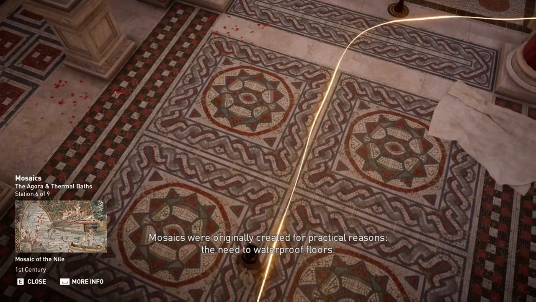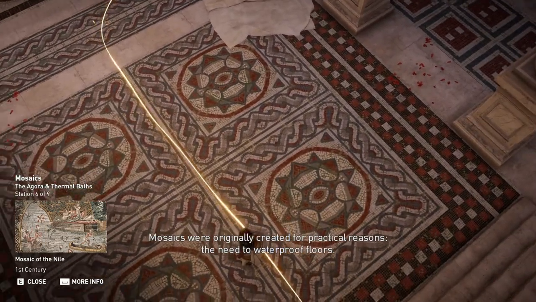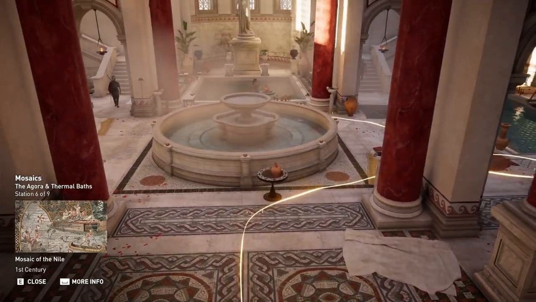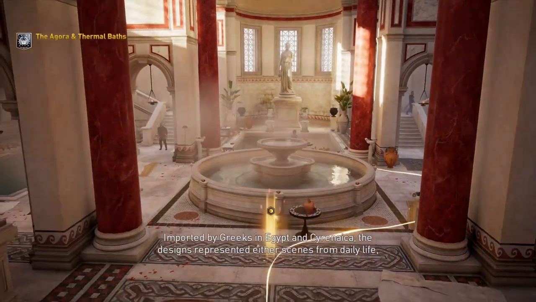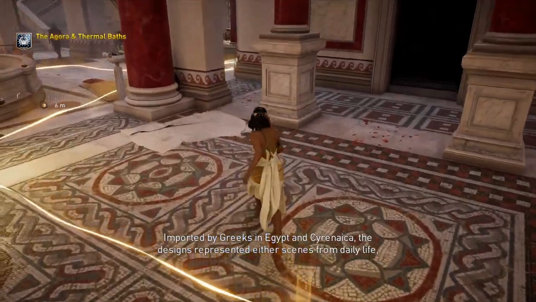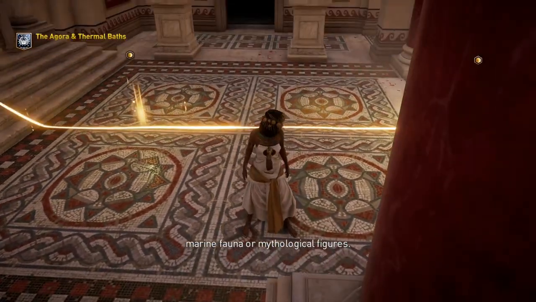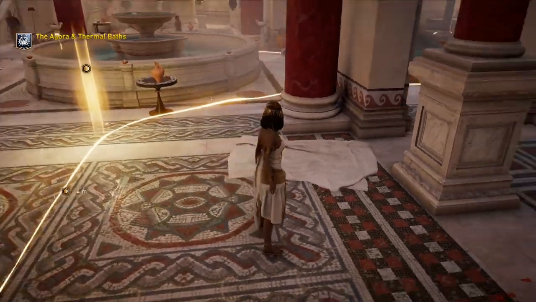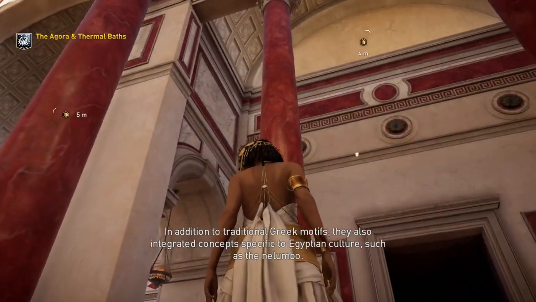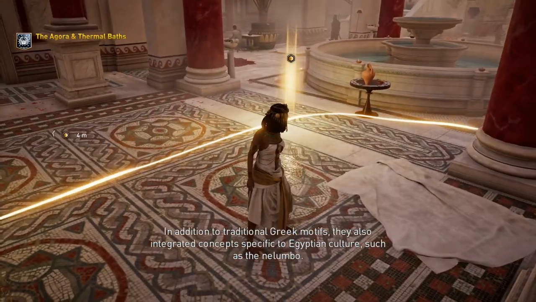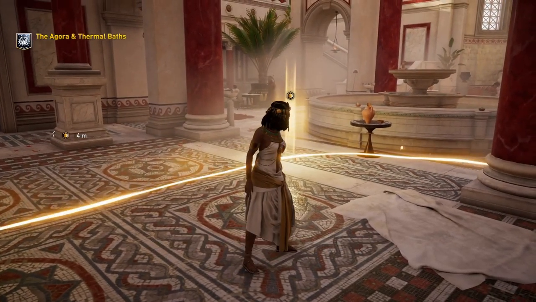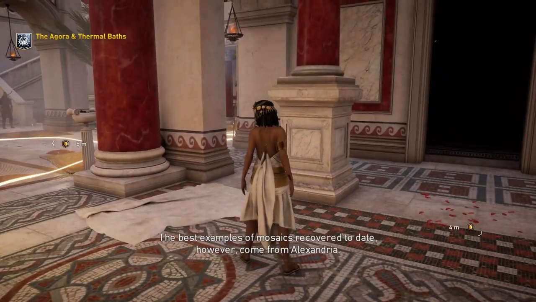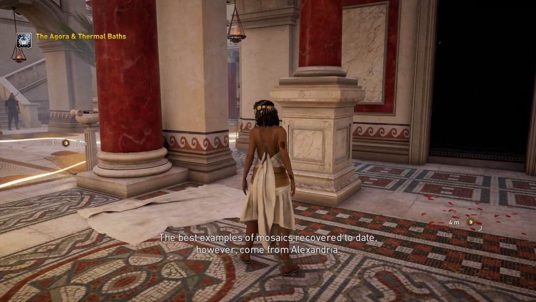Mosaics were originally created for practical reasons, the need to waterproof floors. Imported by Greeks in Egypt and Cyrenaica, the designs represented either scenes from daily life, marine fauna, or mythological figures. In addition to traditional Greek motifs, they also integrated concepts specific to Egyptian culture, such as the Nelumbo. The best examples of mosaics recovered to date, however, come from Alexandria.